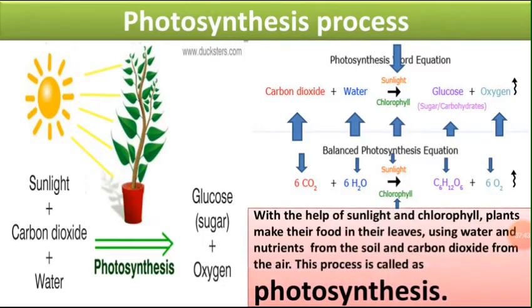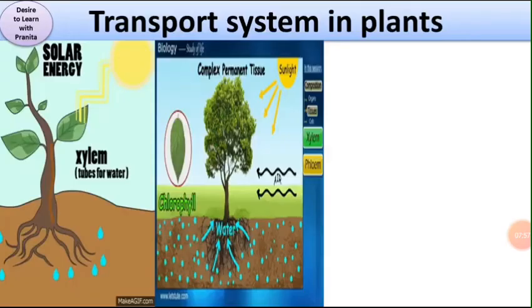The next is what actually photosynthesis is. With the help of sunlight and chlorophyll, plants make their food in their leaves using water and nutrition from the soil and carbon dioxide from the air. This process is called photosynthesis.